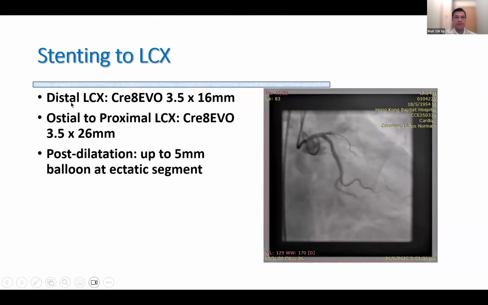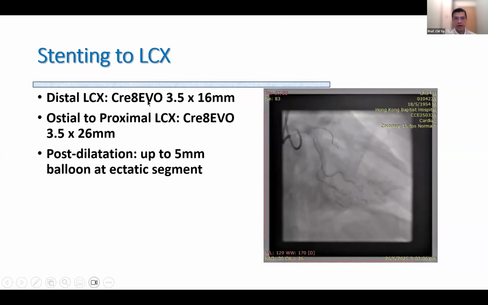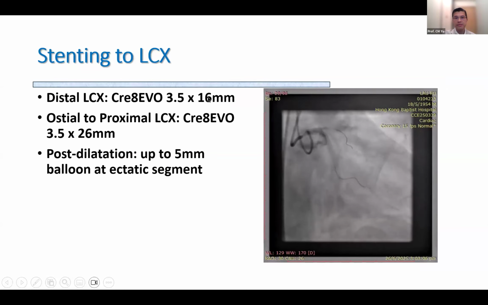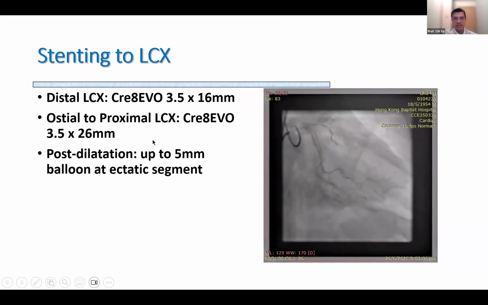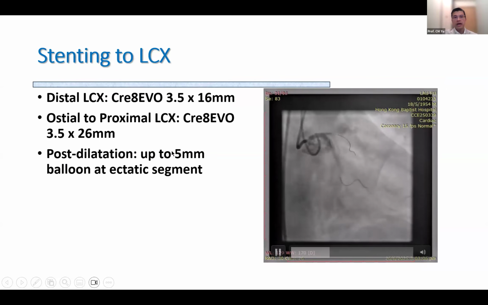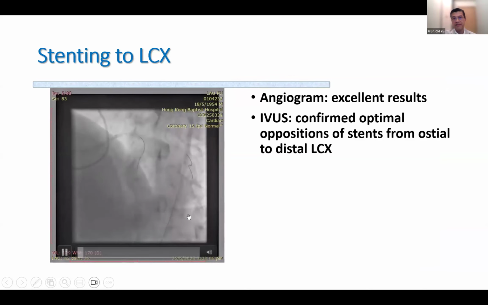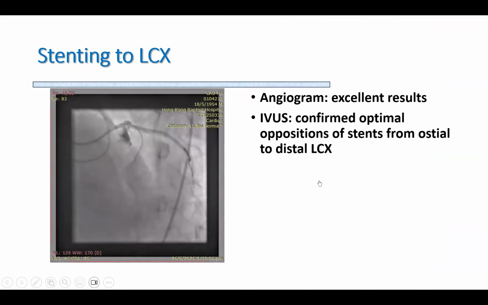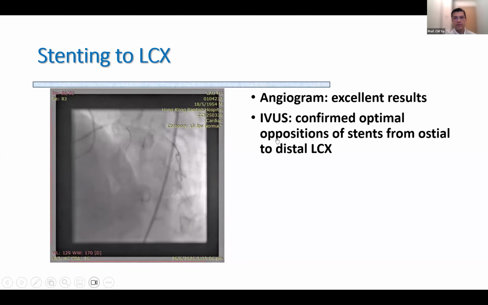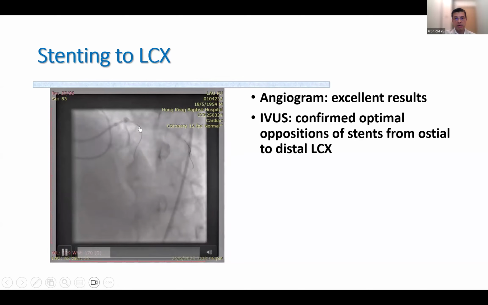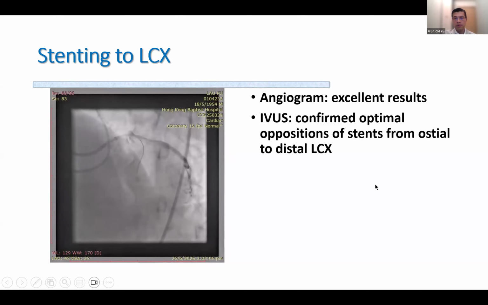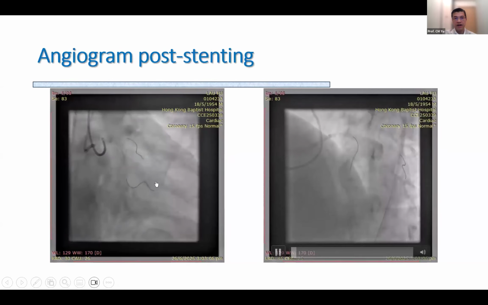So with this then, a Create 3.5 mm stent was inserted at the distal circumflex, and also from ostial to proximal circumflex. Another Create 3.5 times 26 millimeter stent has been inserted. At a certain region of ectasia, like here, we also had to use a 5 mm balloon dilatation in order to give an optimized result. So here is an angio showing a nicely opposed stent and also a good final result.